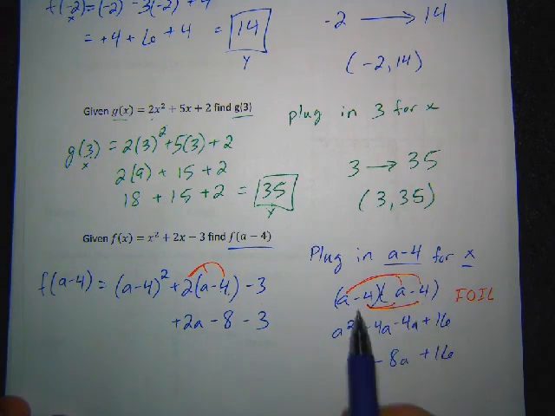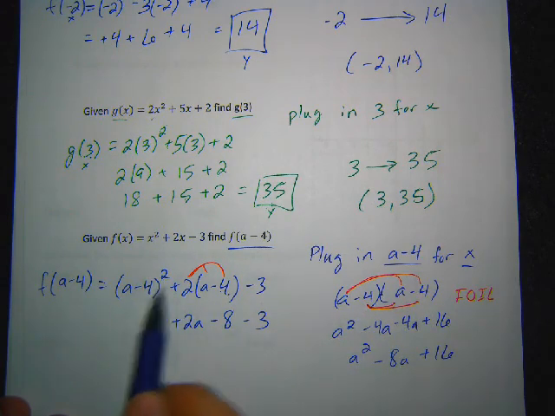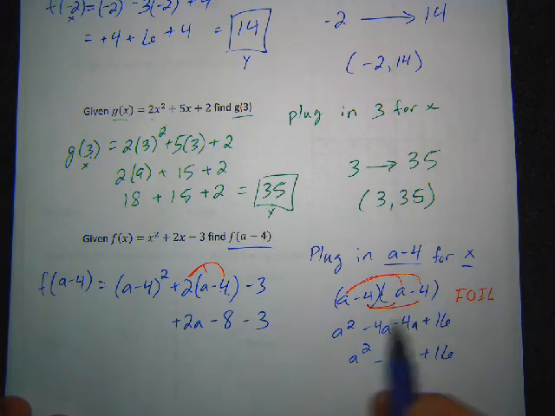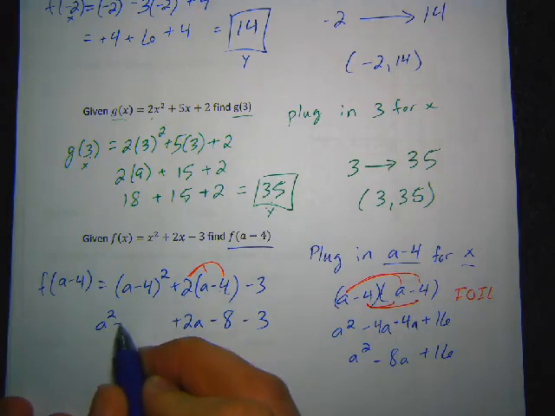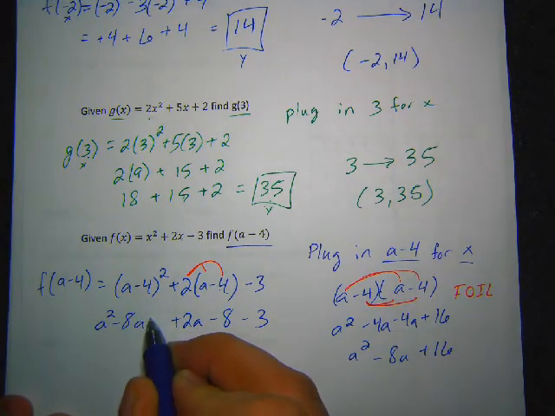So you need to multiply it with itself. You can't just square both parts. It doesn't work. Sadly, it'd be nice if it did, but it doesn't. You have to multiply it out. So I use the FOIL technique. There's other methods, but that's the one I see a lot. So a squared minus 8a plus 16.